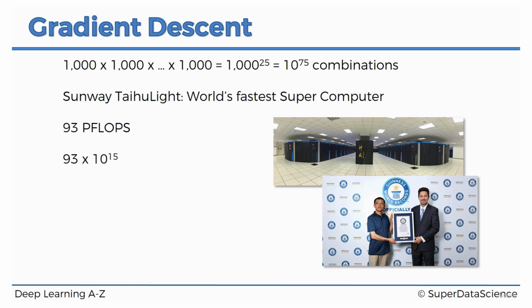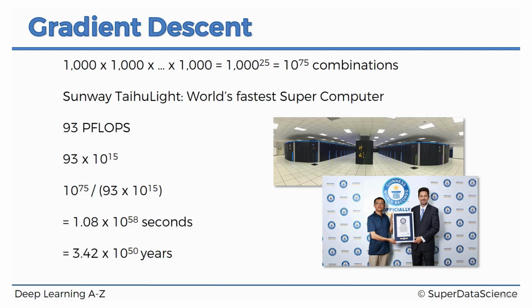Let's say that in an ideal world it can do that in one floating point operation. It can do one test per one floating point operation. That means it will still require 10 to the power of 75 divided by 93 times 10 to the power of 15 seconds to run all of those tests, to brute force through that network. So that means approximately 10 to the power of 58 seconds. And that is the same as 10 to the power of 50 years.